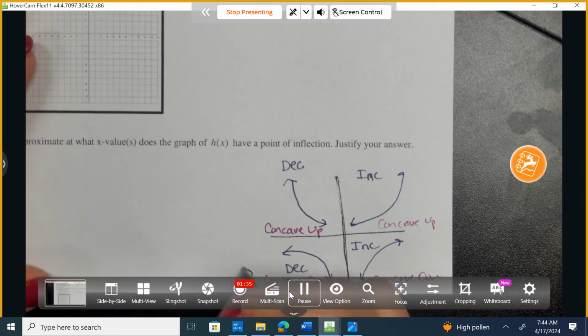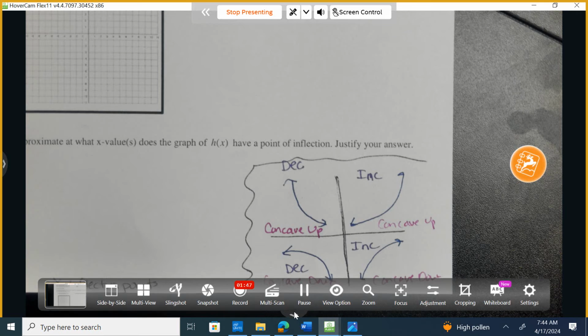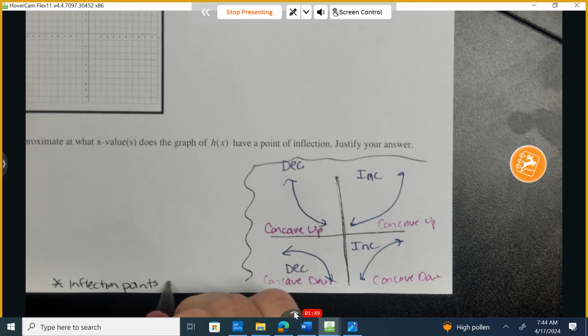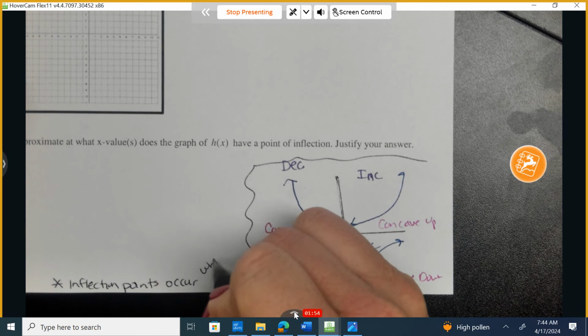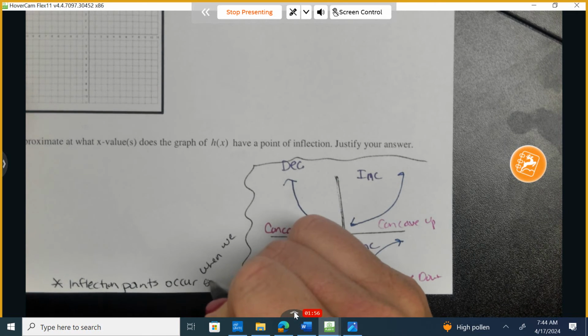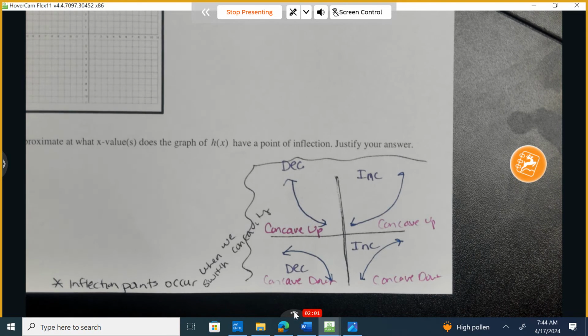And next to this, I want us to write, okay, ready? Down here, I want you to write inflection points, or if you have it up top, that's fine, same thing. Inflection points occur when we switch concavity. When we go from concave up to concave down, we have an inflection point. Or when we go from concave down to concave up, we have an inflection point.